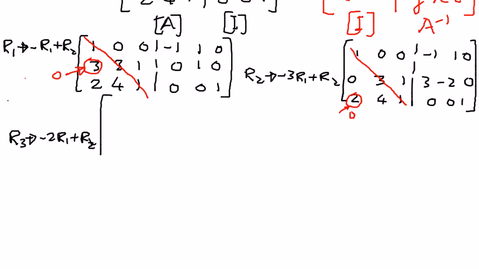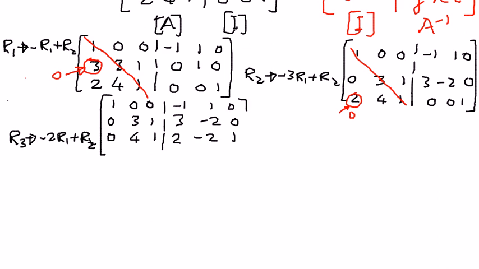So when we do that, we're going to get 0, 4, 1, we'll partition that, and then the right side of the partition we will have 2, negative 2, 1, and then the first and second rows will be the same. So let me write that. The second row will be 0, 3, 1, and then 3, negative 2, 0, and the first row will be 1, 0, 0, and then negative 1, 1, 0, like that.